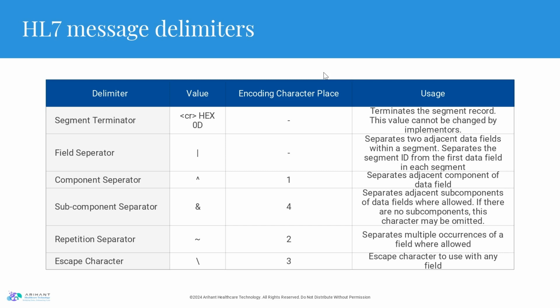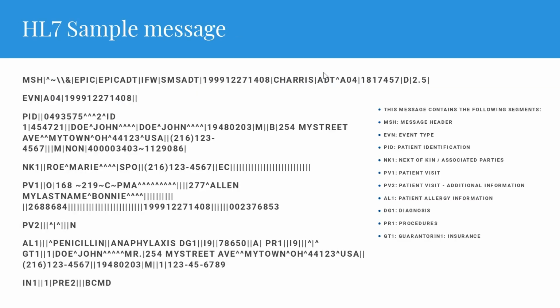The field separator is basically from one field to another field. To differentiate that a new field is getting started, we use this field separator. Component separator, subcomponent separator, repetition separator, escape character, these are some of the important delimiters we use, and it is very important to understand this to at least design a basic HL7 message.